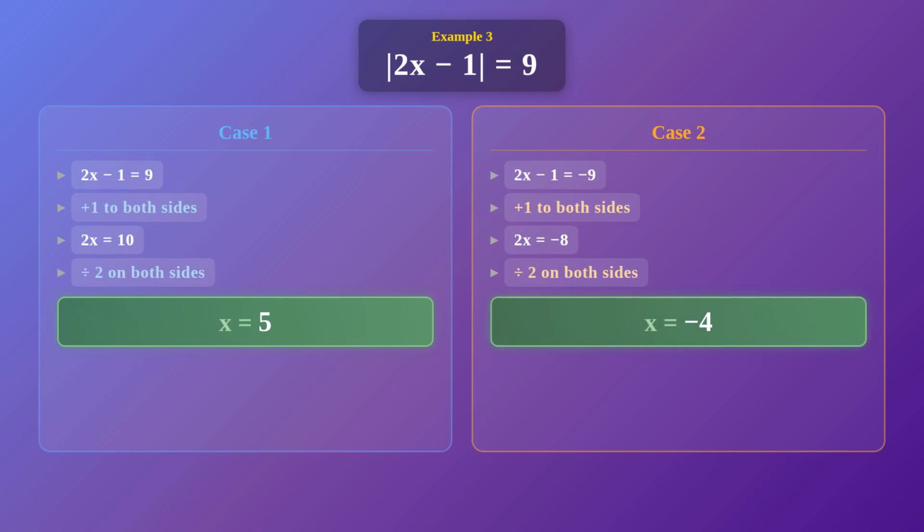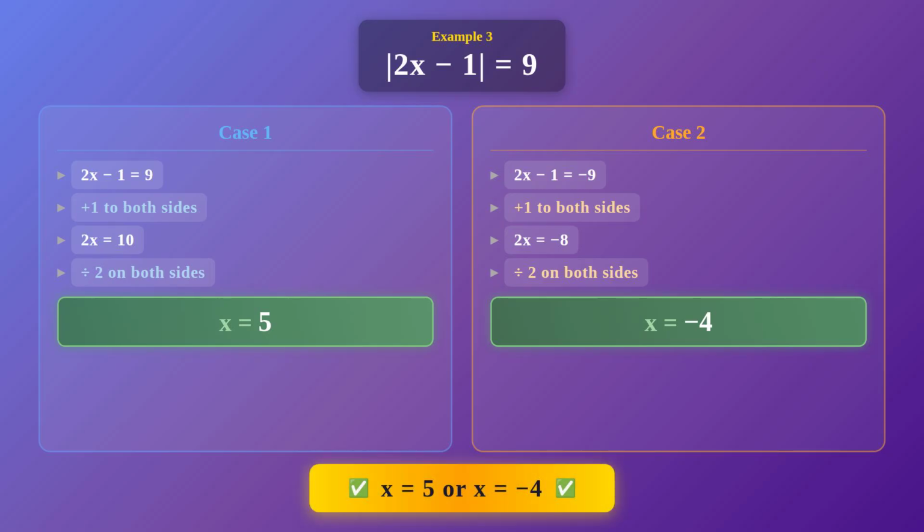Case 2. 2x minus 1 equals -9. Add 1 to both sides. -9 plus 1 equals -8. So 2x equals -8. Divide both sides by 2. -8 divided by 2 equals -4. So x equals -4. 2 solutions. x equals 5 or x equals -4.